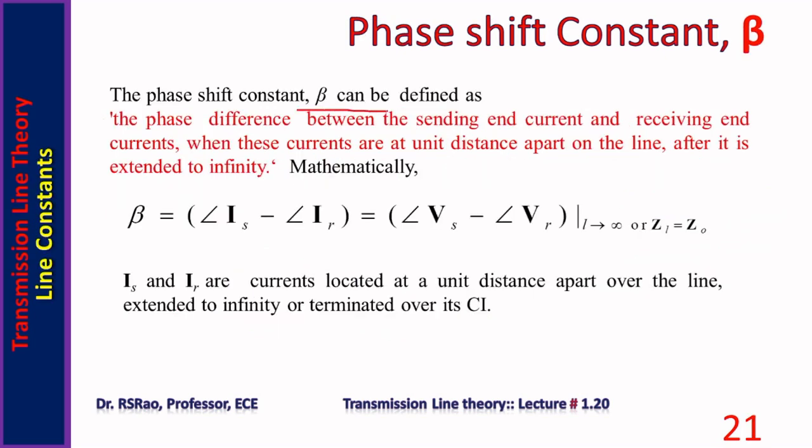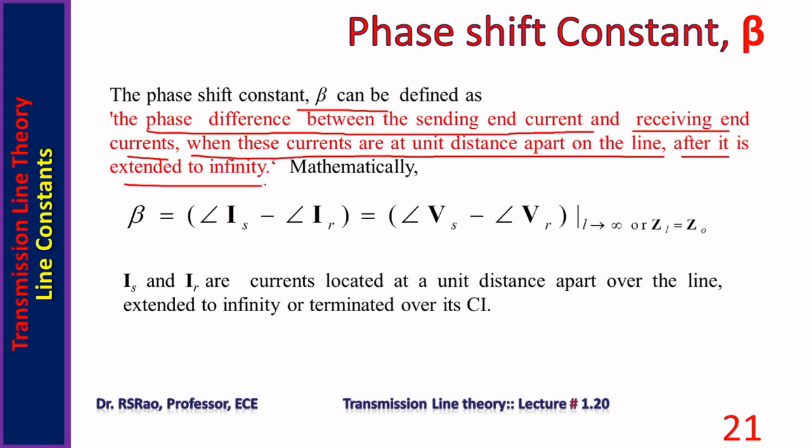Now the phase shift constant is defined as the phase difference between the sending end current and the receiving end current when these currents are at unit distance apart on the line after it is extended to infinity. Same is the case. Previously, while defining the attenuation constant, I defined IS, IR, VS, VR after extending the line to infinity. These currents and voltages are phasors. They have certain phases. In terms of magnitudes, the attenuation constant is defined. In terms of phases of these currents and voltages, beta is defined.